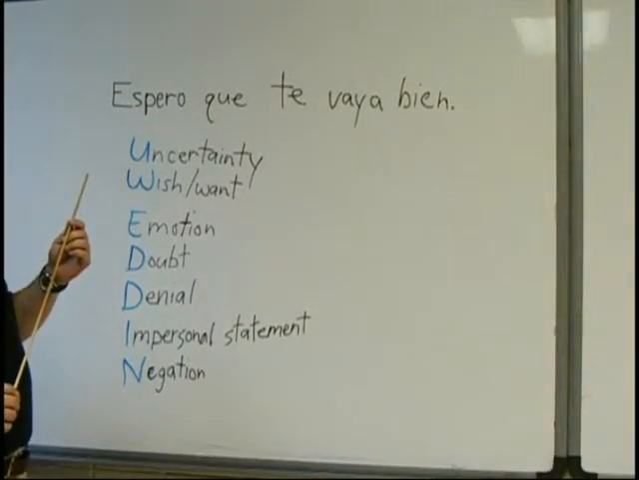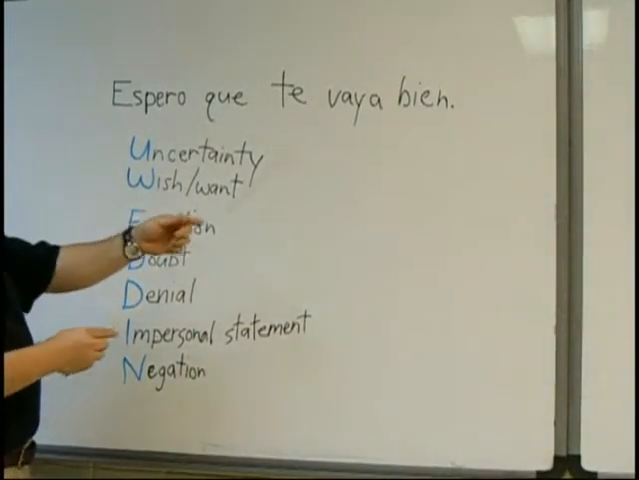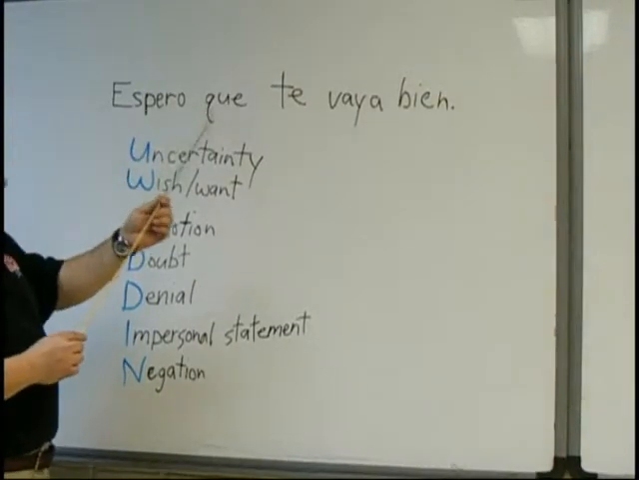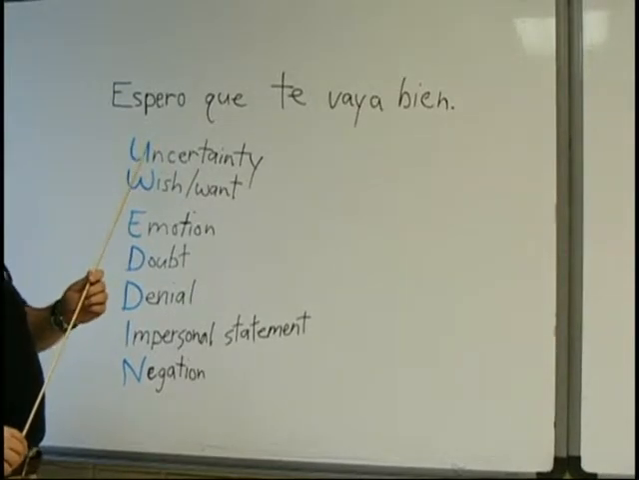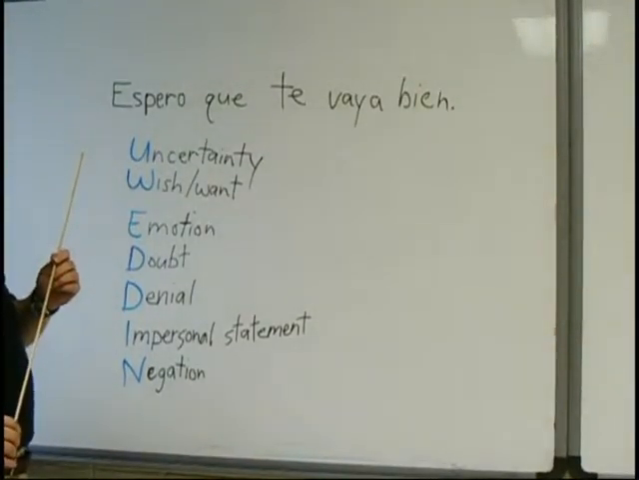Now, let me explain how it gets used in Spanish most of the time. I have here on the board behind me a sentence. This sentence is, "I hope that it goes well for you." Okay. Now, let's talk about the parts of this sentence and how the subjunctive works.